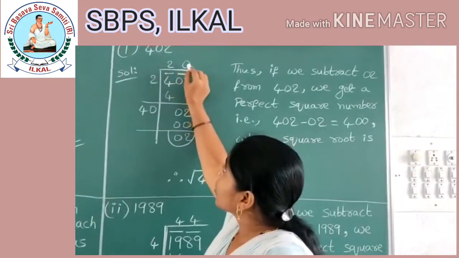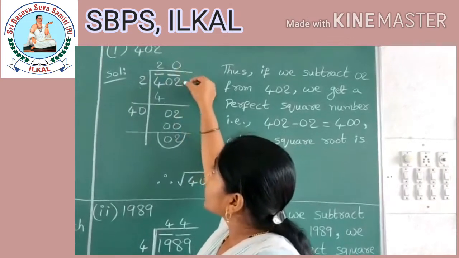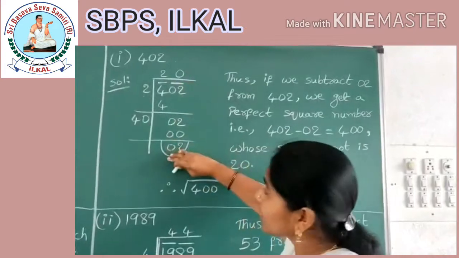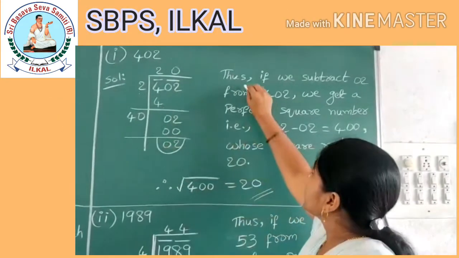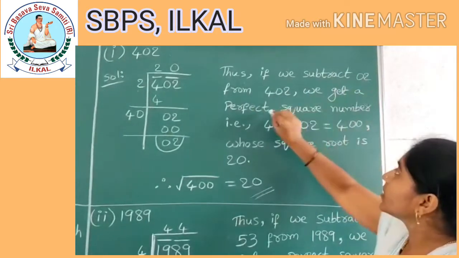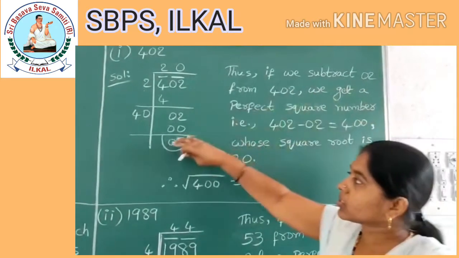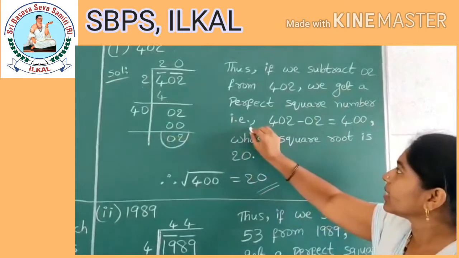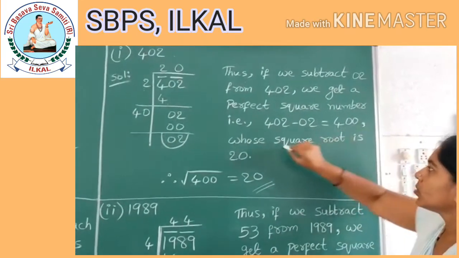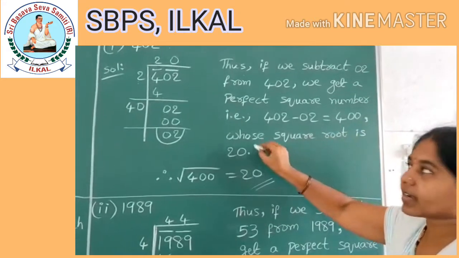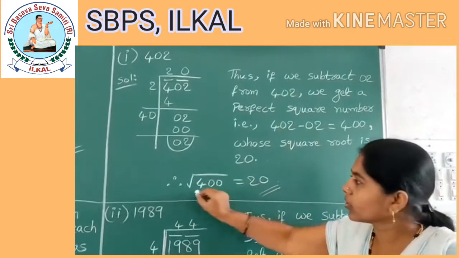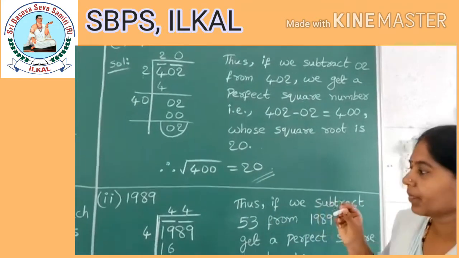Here 20. Okay, 20 is the square root of, it is not the square root of 402, children. But which number is it? What is the remainder? Let's subtract. Thus, if we subtract 2 from 402, we get a perfect square number. If you remove this 2, we will get a perfect square number. That is 402 minus 2 is equal to 400, whose square root is 20. You already got the quotient, children. That is the only answer for this. Okay, therefore the square root of 400 is equal to 20.